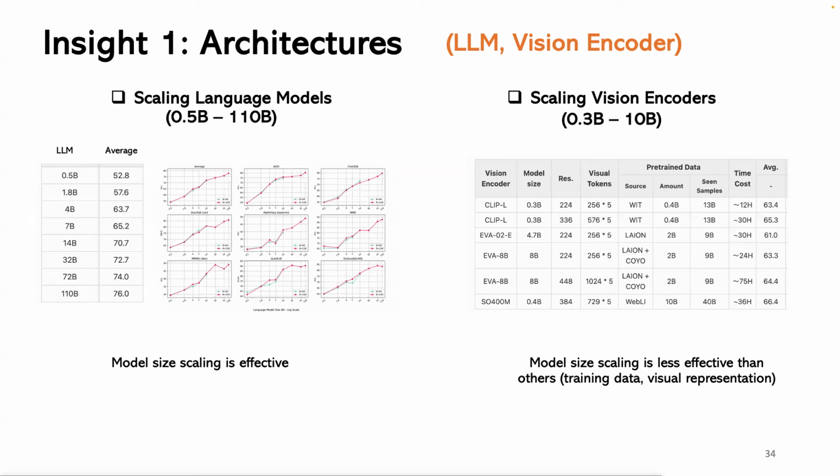And on the other hand, what if we scale up the vision encoder size? We tried a lot of existing vision encoders, and the largest one we tried is the 10 billion version from EVA. Well, the story is different. Scaling up vision encoder size is not that effective compared with the training data and the visual representation of the vision ViT itself. I think this is a problem for this community: how can we construct a better ViT or vision encoder for building better LMM.